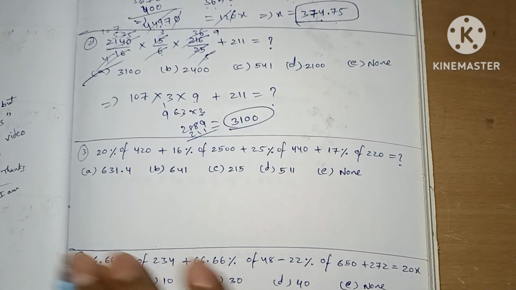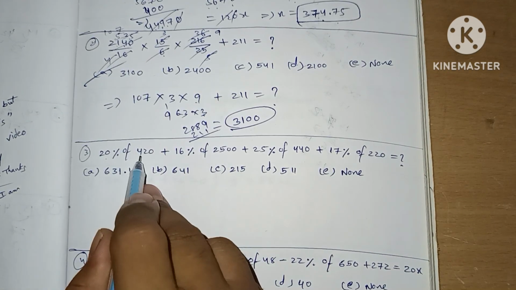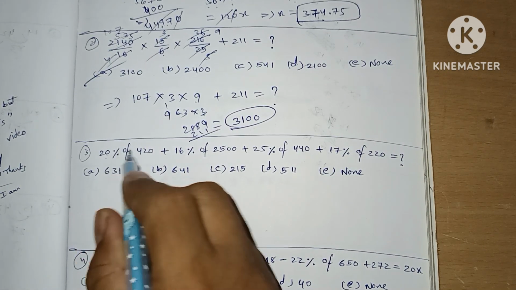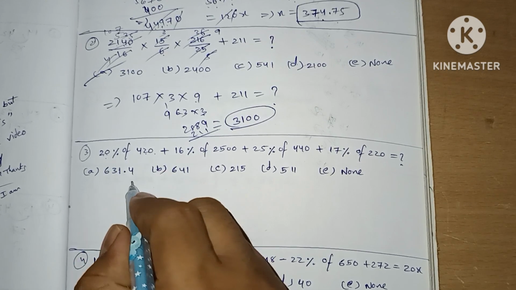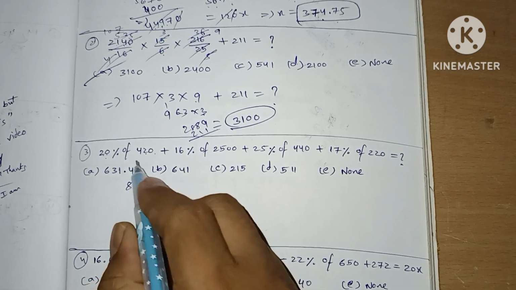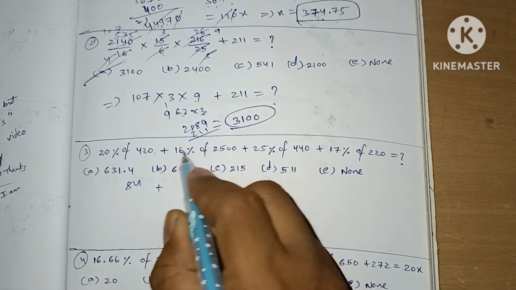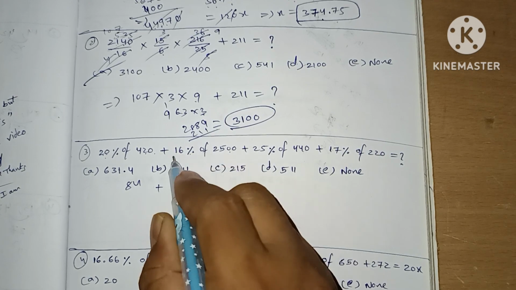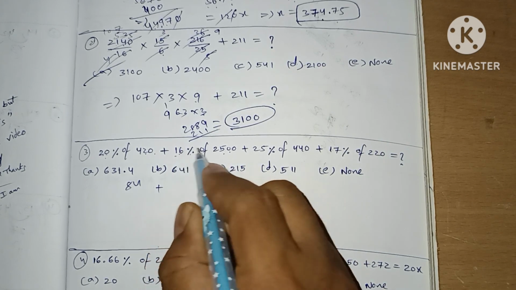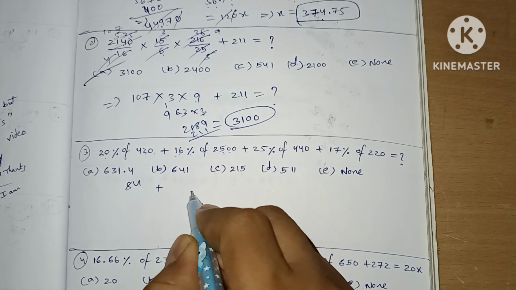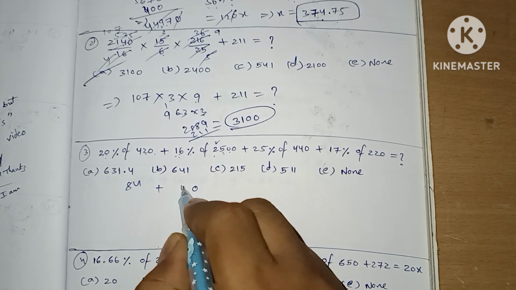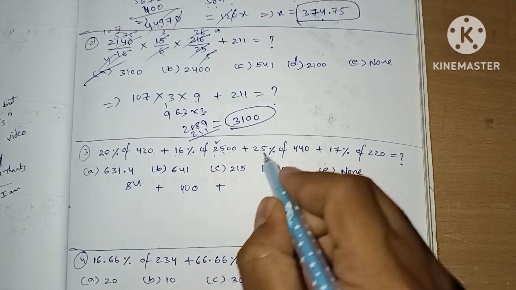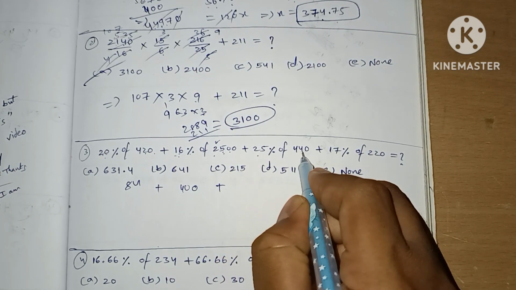Next, third question. 20% of 420. Percentage and 2 zeros are cancelled. We left with 2 into 42. 2 times will be 4. 2 4 times will be 8. 84 plus 16% of 25. Percentage and 2 double zeros are cancelled. 16 25 times. 16 5 times is 80. 16 2 times is 32 and 8 40 400 plus 25% of 440.